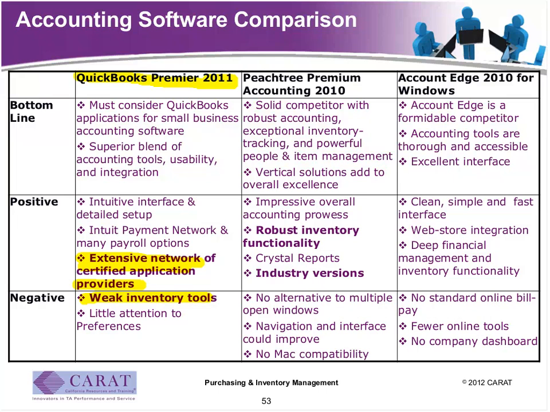The next thing we're looking at, Peachtree Premium. Peachtree was regarded in the base version at least to have fairly robust inventory functionality. Again, that's as compared to QuickBooks. The other big advantage of Peachtree is they had industry-specific versions. There's an industry-specific version for construction, there's an industry-specific version for retail, and a couple of different industries.